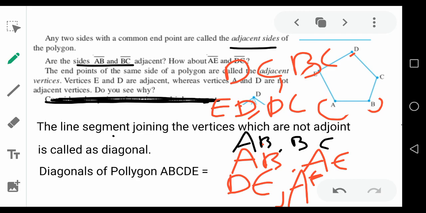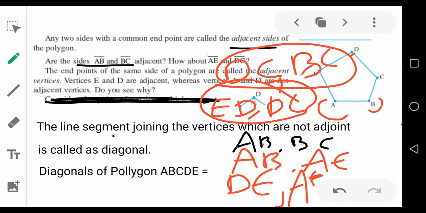Okay, adjacent means which are nearby. So in pair you have to write DC, BC, ED, DC. Like this you have to write. You should not write one after the other continuously. Okay, pair. It should be a pair. Okay, so they are the adjacent sides.